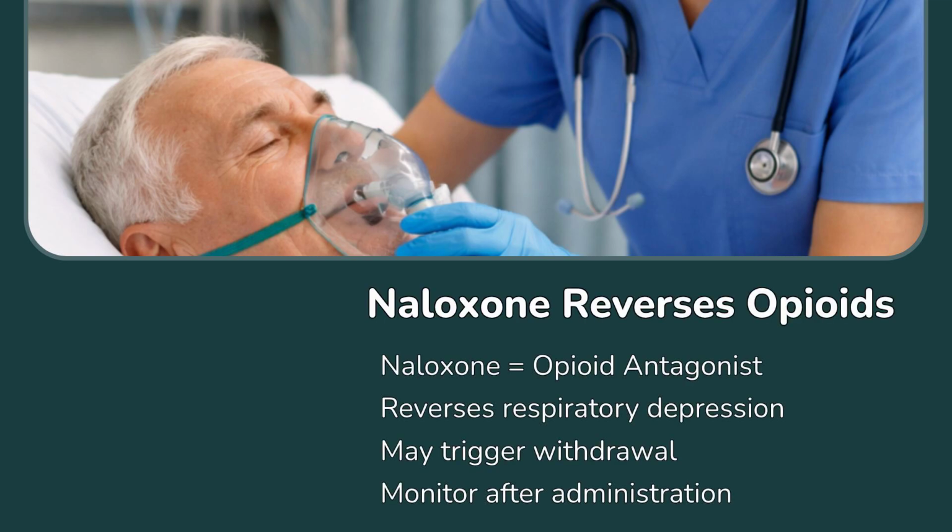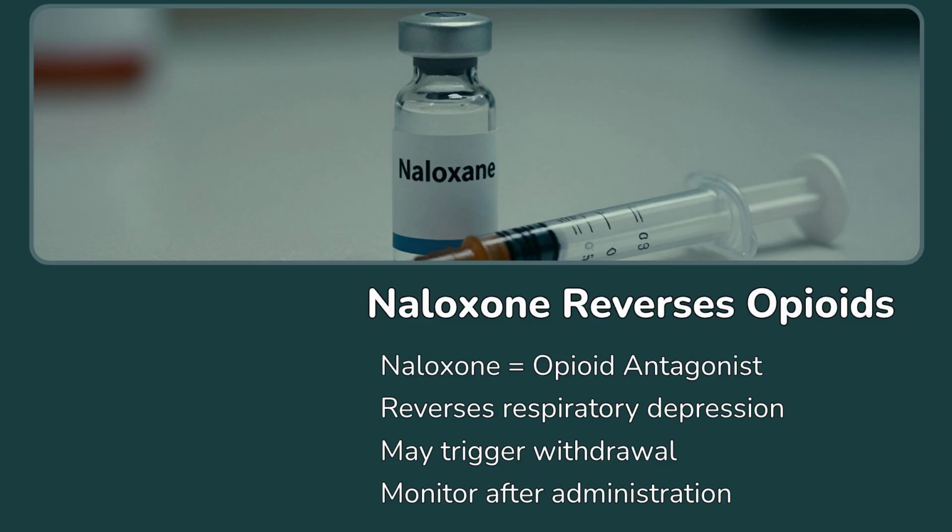Naloxone is a life-saving medication. It is an opioid antagonist, meaning it knocks opioids off receptors in the brain. It can be given intranasally, intramuscularly, or intravenously. It works quickly, often within minutes. However, there are two critical teaching points. First, naloxone may cause acute withdrawal.